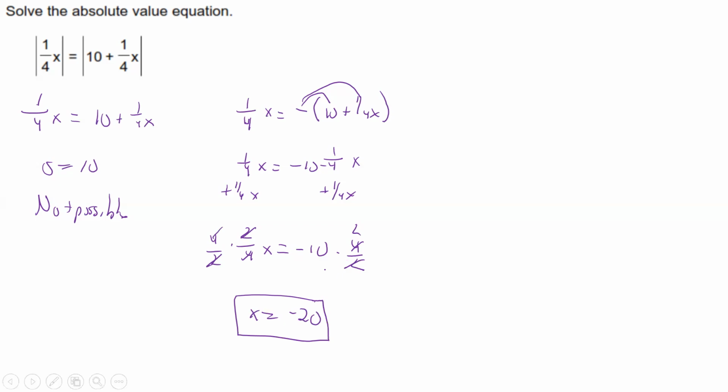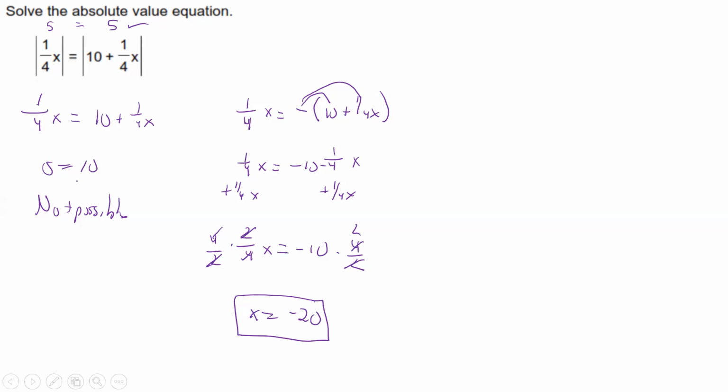Now, is it smart to go and check your answers? Yeah, I would say the best thing to do would be to check your answers. So if you plug in negative 20 in here, you're going to take 1/4 of 20, which is 5. It's negative. Absolute value, that's a positive 5. So we get 5 on this side. Here, if we take 1/4 of 20, it's going to be a negative 5, plus 10 is going to be a positive 5. The absolute value, that is 5. Those are equal, so it works.